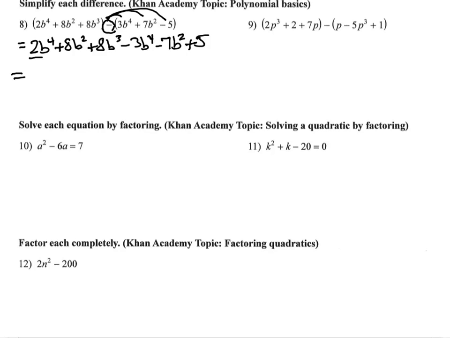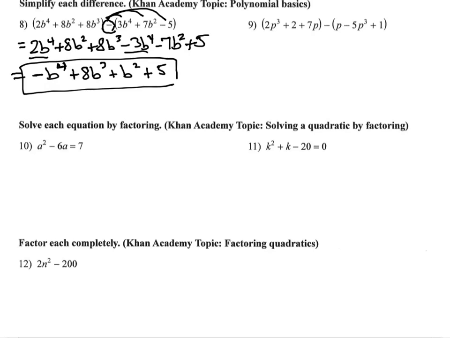2b to the 4th minus 3b to the 4th is negative b to the 4th, plus 8b to the 3rd. 8b squared minus 7b squared is plus 1b squared, and then plus 5.